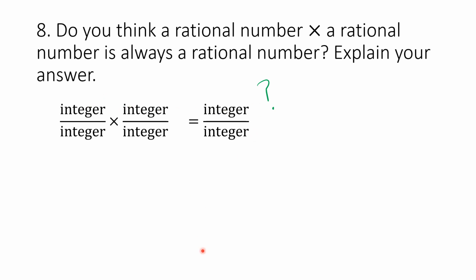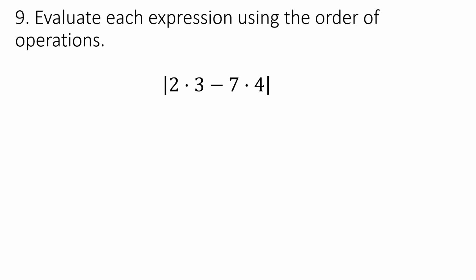Yes, absolutely. So an integer times an integer is always going to result in an integer, and then same for the denominator. Integer times integer is always an integer, and that means that the result is always going to be a rational number. But feel free to reword that however you want.